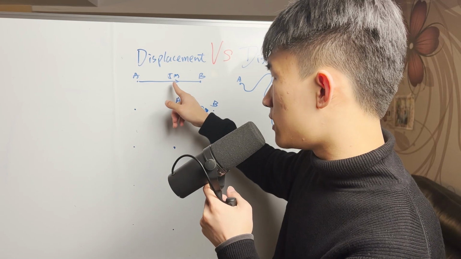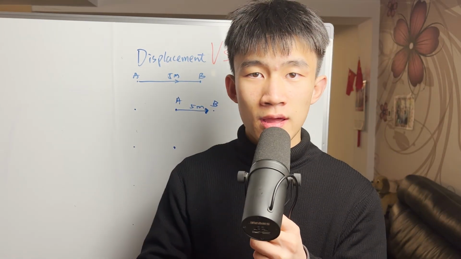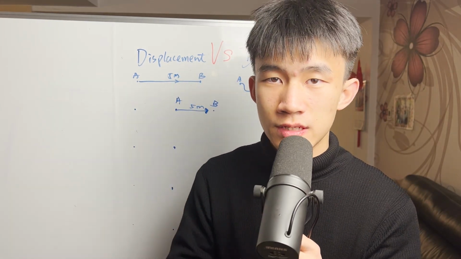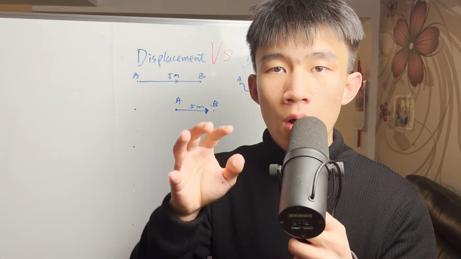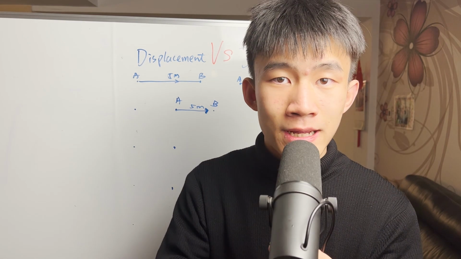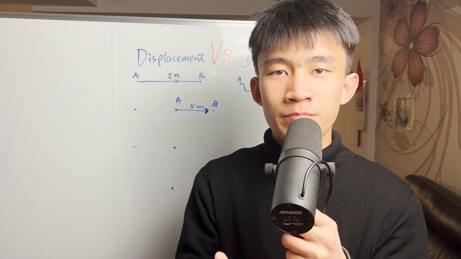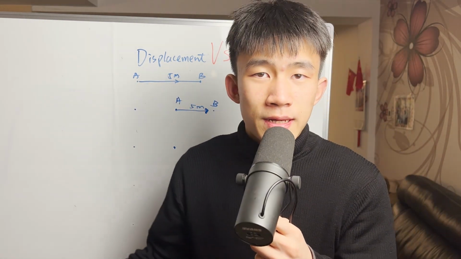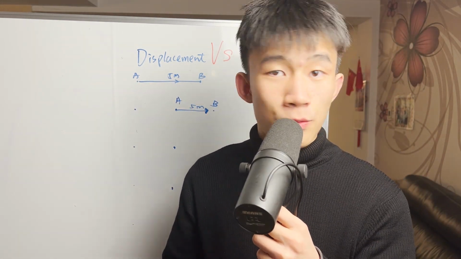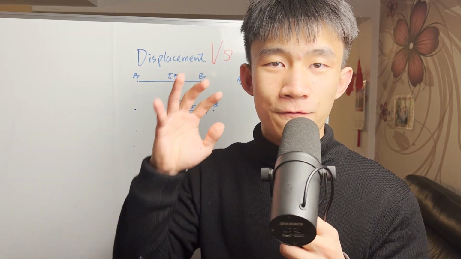You will notice that there is a little arrow here. This is the direction of displacement. A lot of students get confused here, so please pay full attention. What does it mean for a displacement to have a direction? You cannot say, oh, I traveled from point A to point B, my displacement is 5 meters. That will get physicists absolutely furious with you.